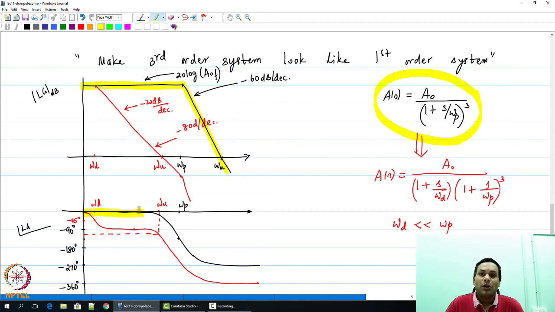Now at approximately 1/10 the pole frequency omega p, the phase of the loop gain starts changing, and at omega p the actual value of the phase will be 3 times minus 45 degrees, or minus 135 degrees. If you go to very large frequencies, you will get minus 90 degrees from each of the omega p poles, and the final phase would be minus 270 degrees.